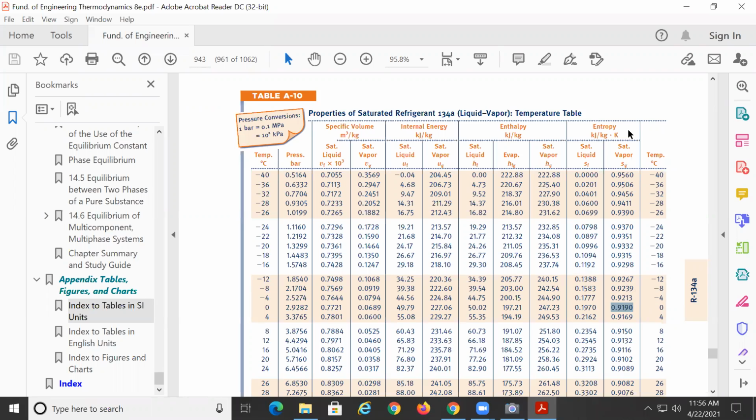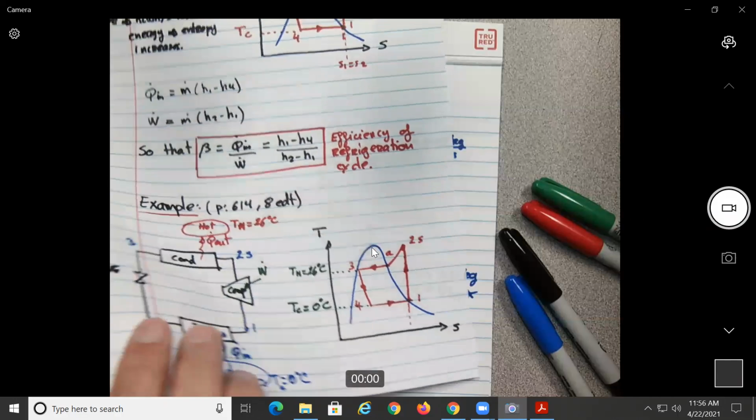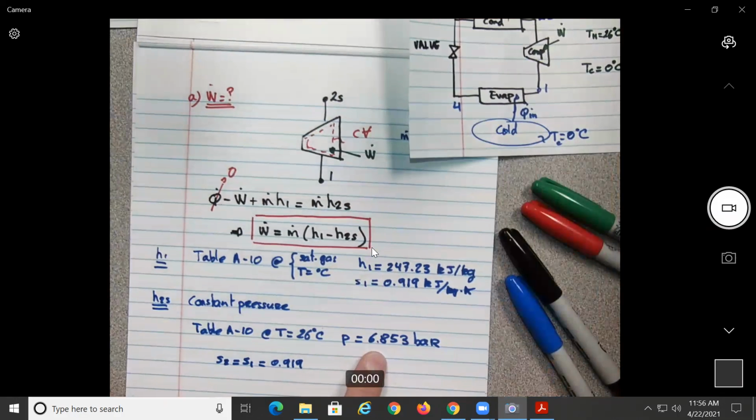So from the figure here, what do we know? What is the state of state 2? It's superheated, no? So we probably need to go to the superheated tables. And what else do we know? We know the pressure and we know the entropy.